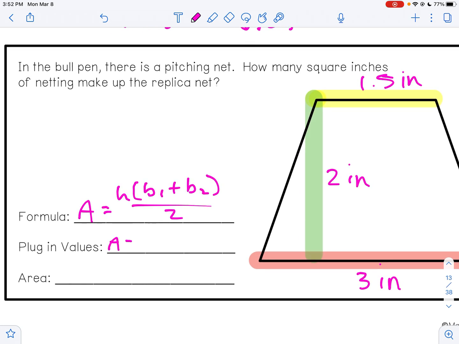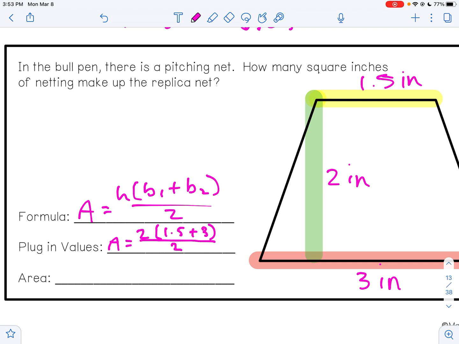So I have area equals the height, 2, times base 1, 1.5, plus base 2, which is 3. Now, could you do 3 plus 1.5 instead of 1.5 plus 3? Absolutely, you're going to get the same answer. All right, and all of that divided by 2. So let's go ahead and solve.